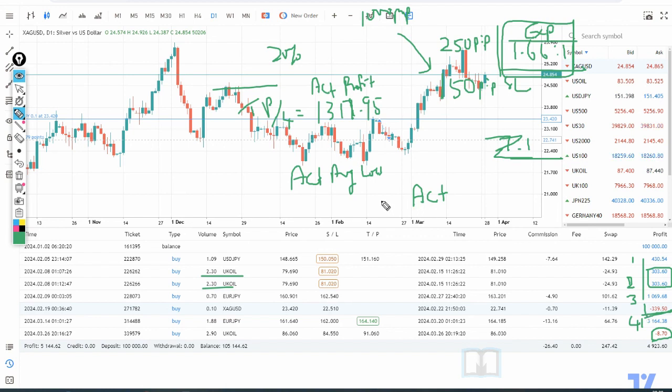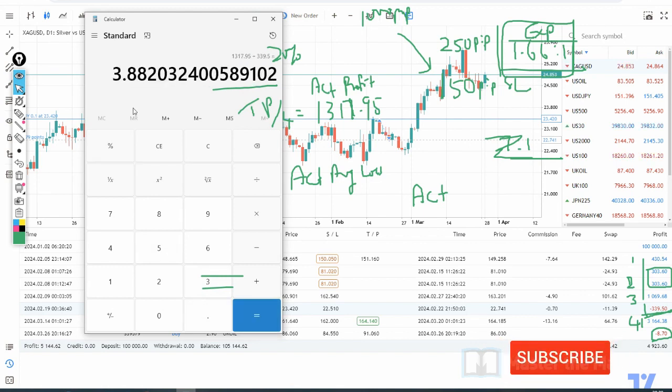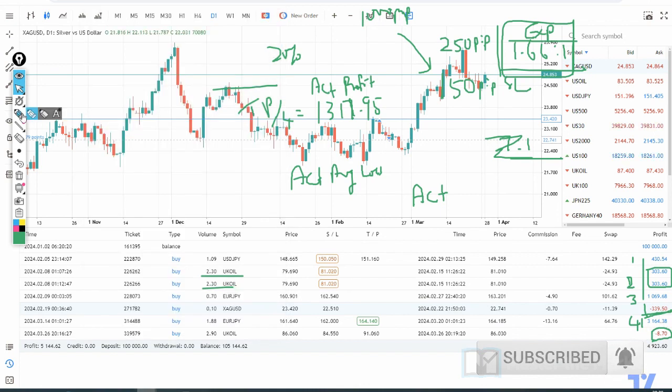So my actual reward to risk ratio would be 1317.95 divided by 339.50. Is it not, traders? So we get 3.88 to 1. That's my actual.